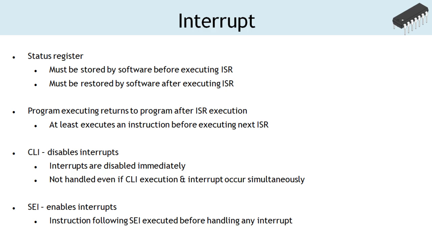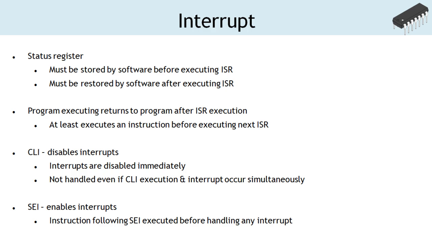If an interrupt is pending during execution of an ISR, the microcontroller executes at least one instruction before handling the pending ISR. The instruction Clear Interrupt Flag (CLI) is used to clear the global interrupt enable flag in the status register. The microcontroller immediately disables interrupts upon the execution of the CLI instruction.